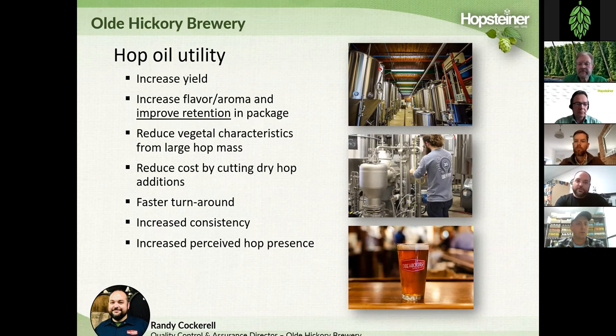But what we found once we started using it was that not only did we increase our yield, but we were able to reduce our dry hopping by about half. We also found that our hop flavor and aromas were being maintained longer in package and on draft. Consistency from batch to batch was very, very good. And then faster turnaround. Sometimes with the amount of dry hops we added, it would take a week or more of hop contact time to get the profile we wanted, whereas now, between dry hopping and hop oil additions, we can achieve the same effect in 3 to 4 days.